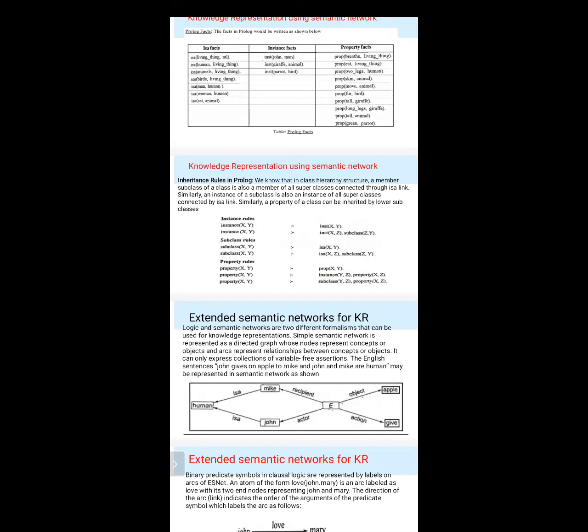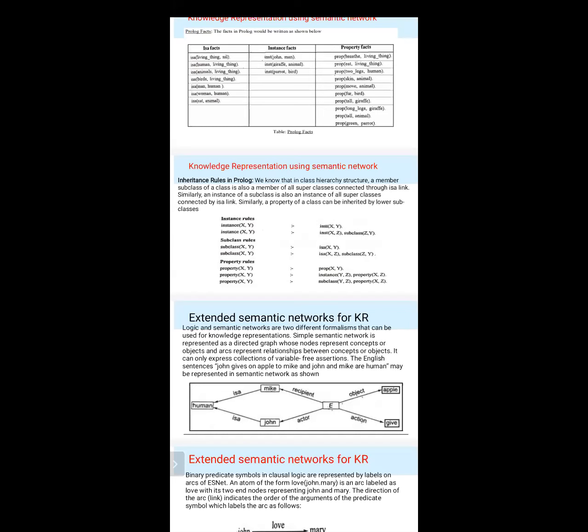Here also, an instance of a subclass is also an instance of its superclasses. That means whatever subclasses we have in a class, all the members of that particular class that are connected by either an ISA link or an instance link will become members of all superclasses. Next, similarly, a property of a class can be inherited by lower subclasses. That means all the lower subclasses can inherit the properties of the class. So these are the inheritance rules in Prolog.